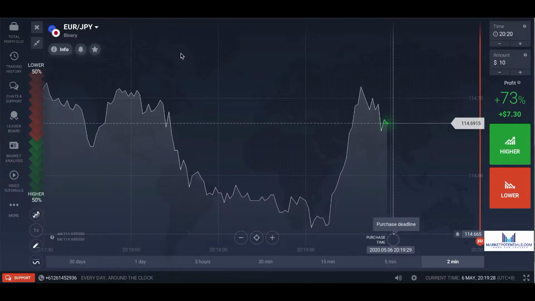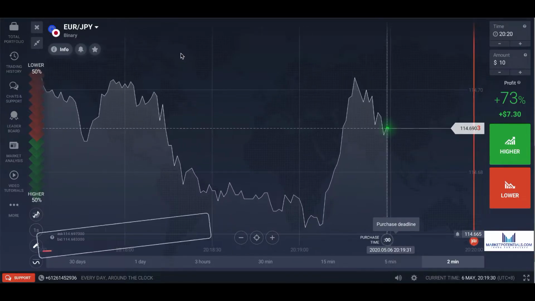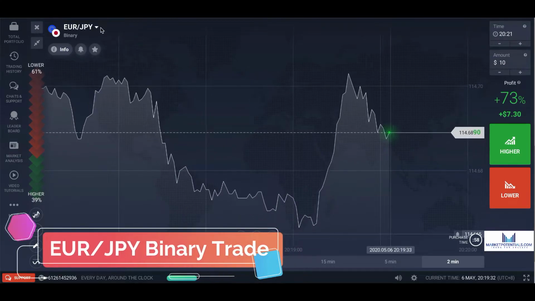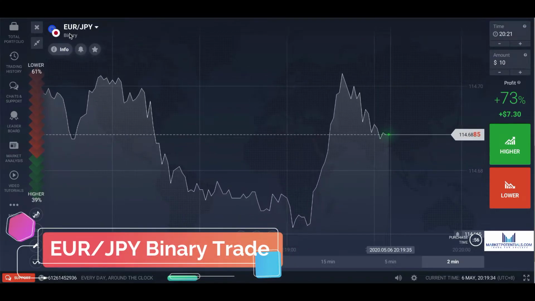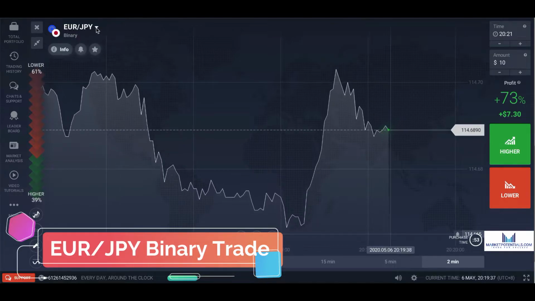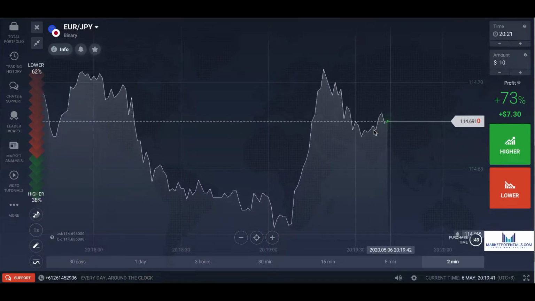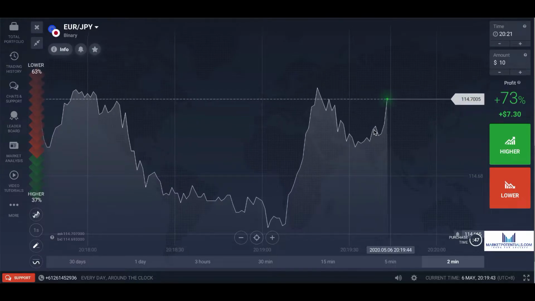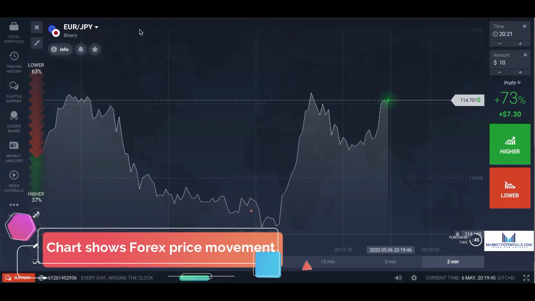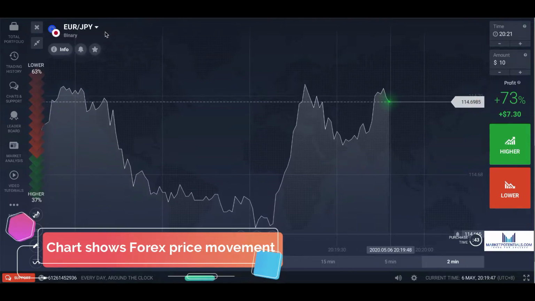Now, in today's trade, we're going to be trading the Euro and the Japanese yen Forex pair. It's going to be in a binary option trade, okay? So if you're familiar with Forex, all you're looking at is basically this, all right? It's a movement of chart of a particular pair of currency, in this case, the Euro and the Japanese yen.